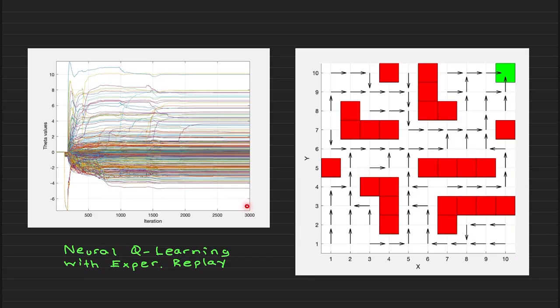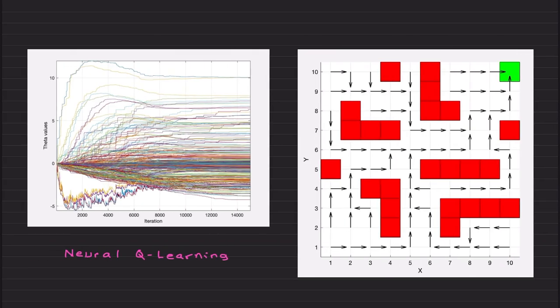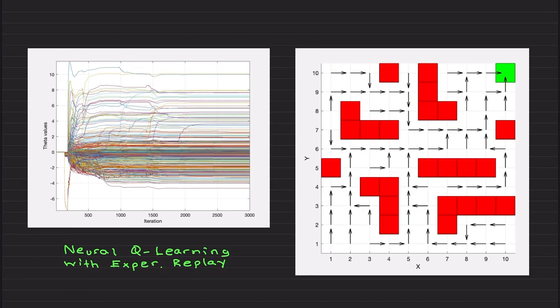So this is 3,000 iterations, but you are also doing mini batching, right? I think we chose 128. So when you run it, the duration of 15,000 iterations without experience replay should be similar to 3,000 with it. So I really like this behavior. It is very convergent.